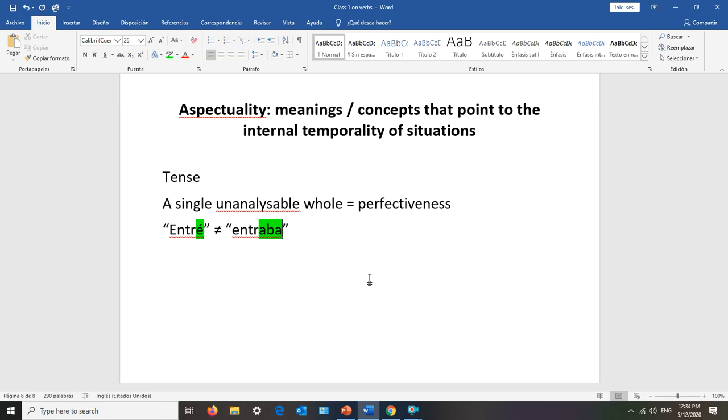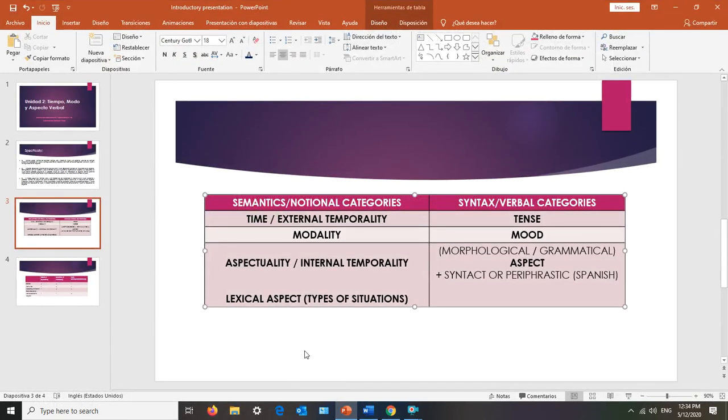Okay, so this is in terms of the contrast between the semantic notion of aspectuality and the grammatical notion of aspect. Let me organize my thoughts a little bit here.